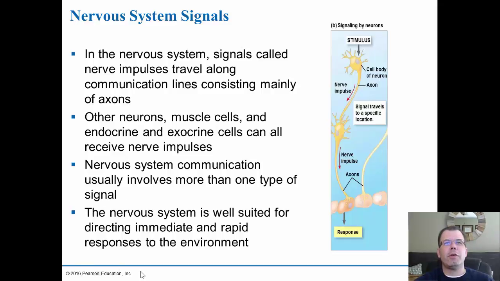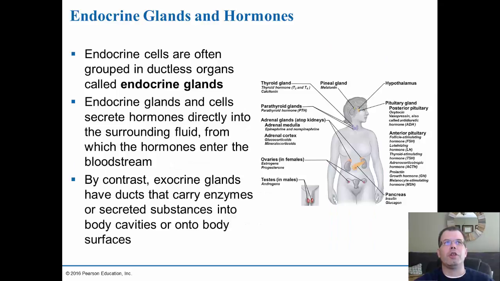And then the nervous system is well suited for directing immediate and rapid responses, as opposed to the endocrine system, which is more of a gradual change and a gradual response over time. Whereas nervous is instantaneous. You want it to respond right away and make these changes.